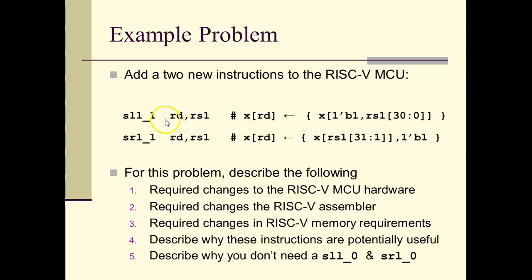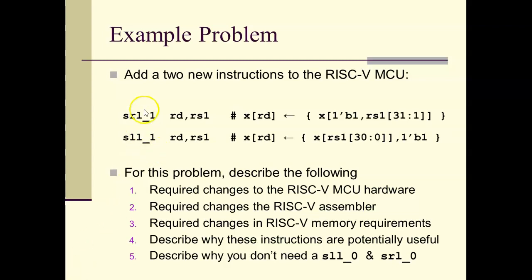So we have instructions SLL and SRL, which are shift left and shift right, but I put a _1 in front of them. So these are my new instructions. The best way to describe what these instructions are doing, of course, is with some RTL. So I've described it with RTL up here. Let me see if I get this right. I mixed these up, so let me fix those.